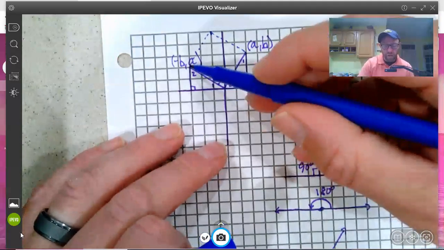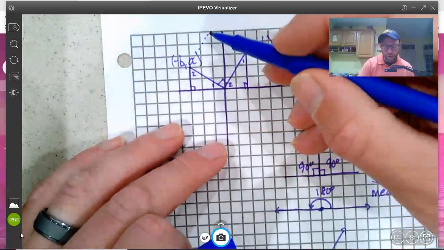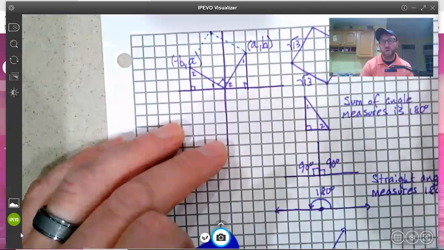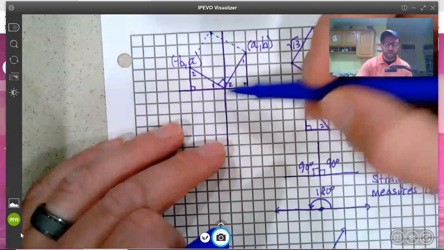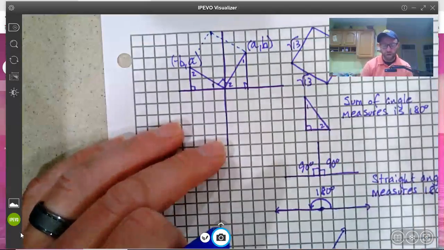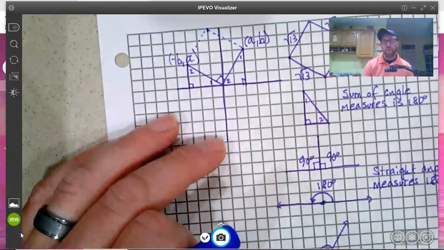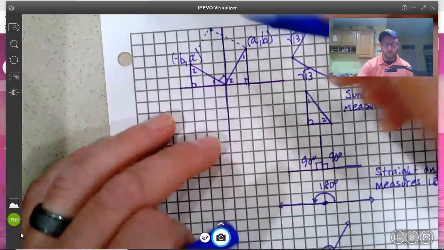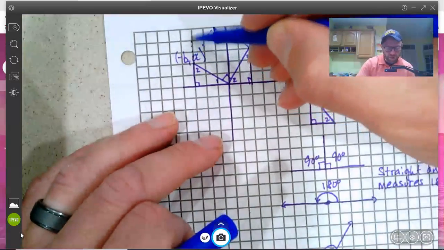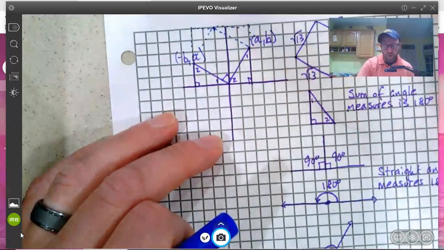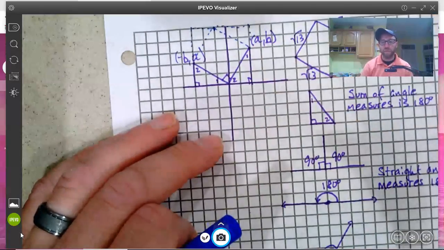So over 3, up 2, up 3, over 2, 3, 2, 3, 2. So from each vertex to the next, there's this 3, 2 pattern. And I suppose we could go the other way and it'd be 2, 3, but whatever. As long as we go in the same direction, it's 2, 3. And we could surround the square with 4 congruent triangles, all the same.